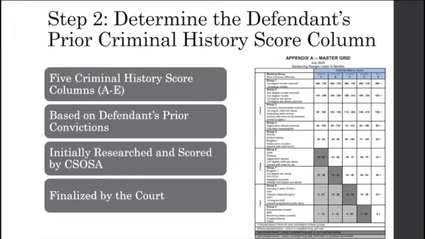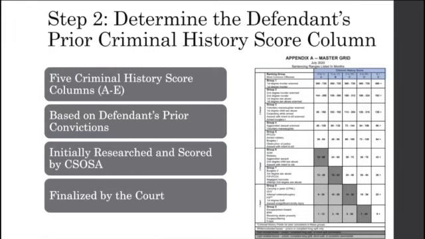So once you know what the offense severity group is for what the defendant's being sentenced that day, next you want to determine what the defendant's prior criminal history score is. So again, both grids work in the same manner. They have 5 criminal history score columns, which move from no criminal history to very little, all the way up to 6 points plus. This is entirely based on the defendant's prior conviction.